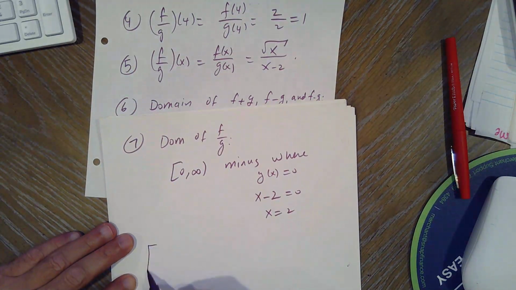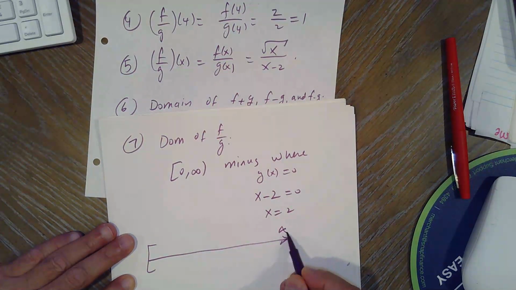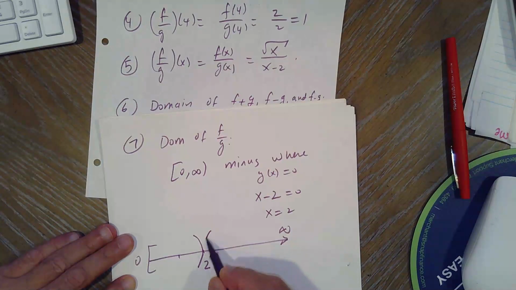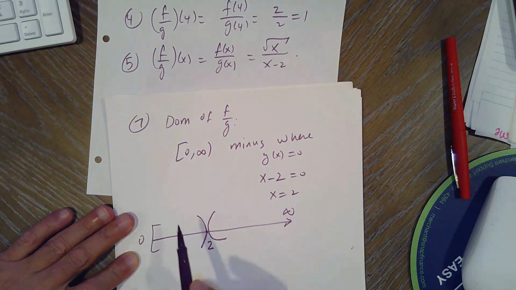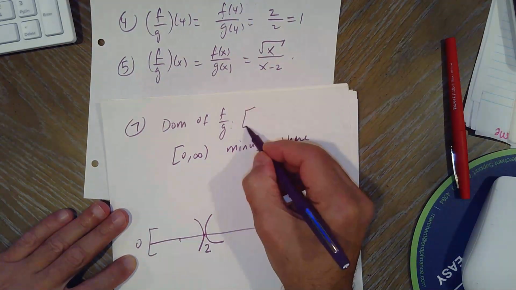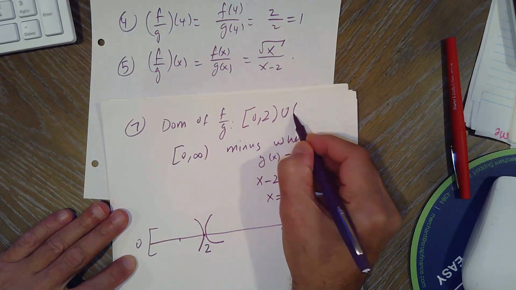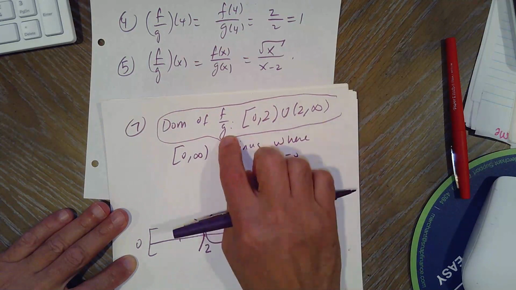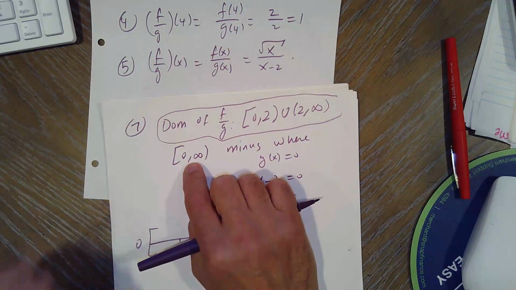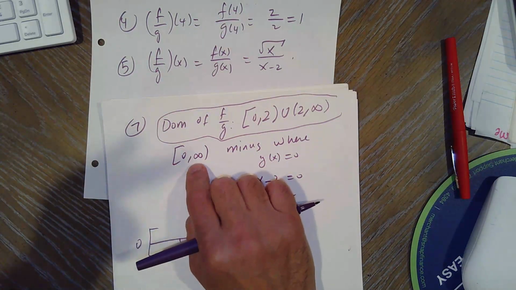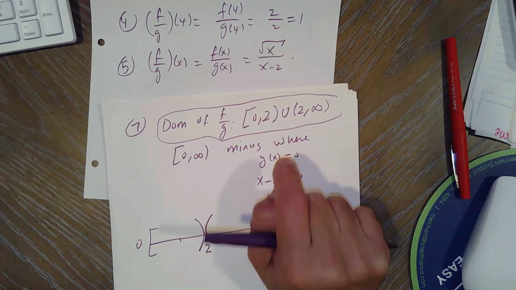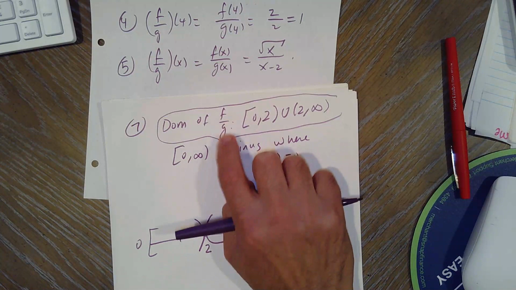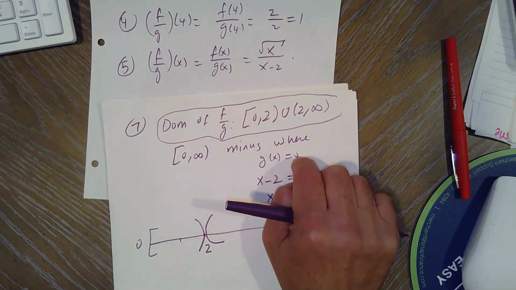So if you look at 0 to infinity, and then you want to take away the 2, you're going to do 0 to 2, 2 to infinity with parentheses. So the domain of f over g is 0 to 2 union 2 to infinity. Okay, so for f over g, whatever you got for f plus g, f minus g, f times g, minus where the bottom equals 0. If it was g over f, then minus where f equals 0. Okay?